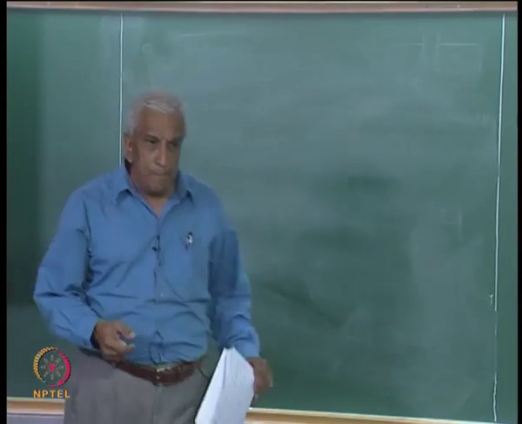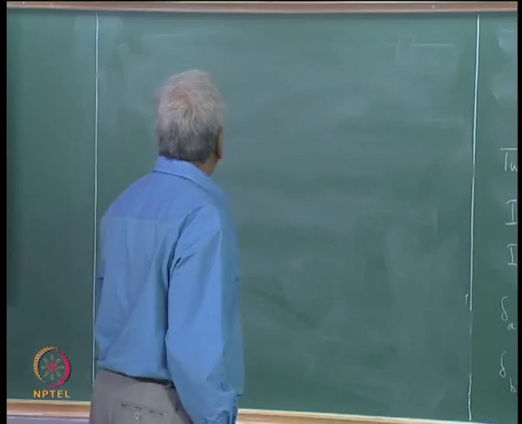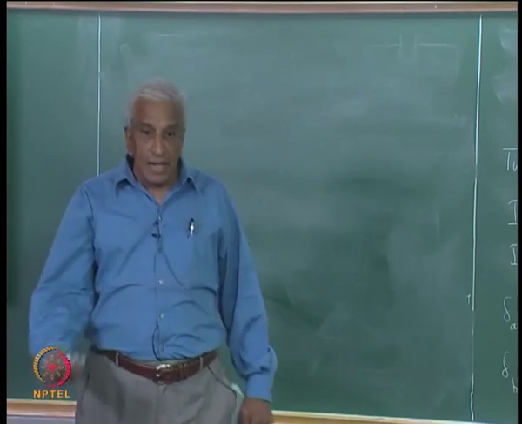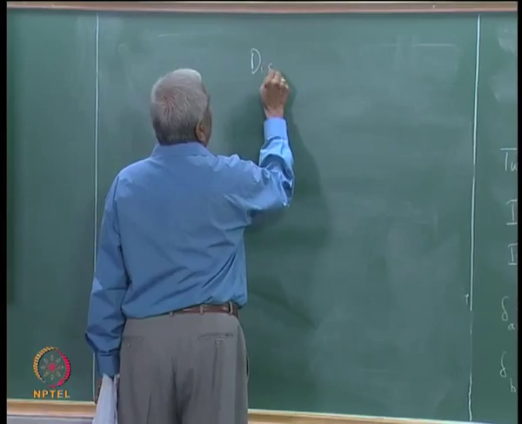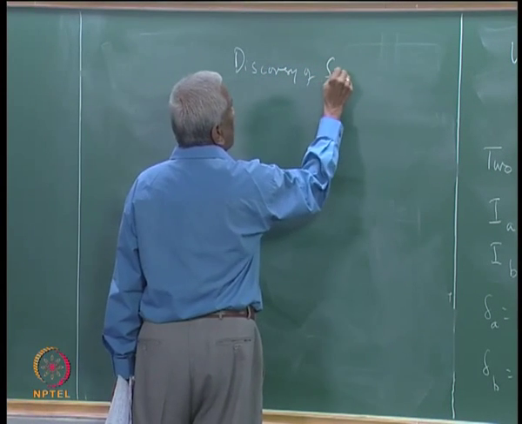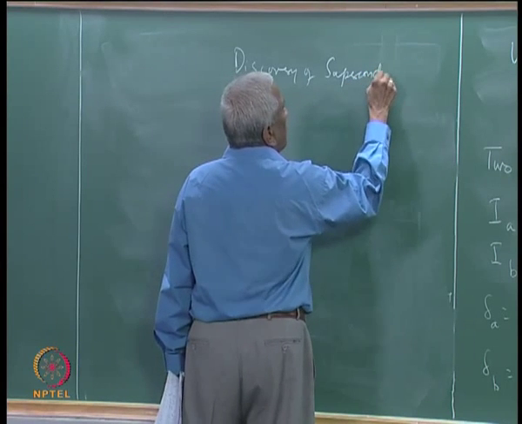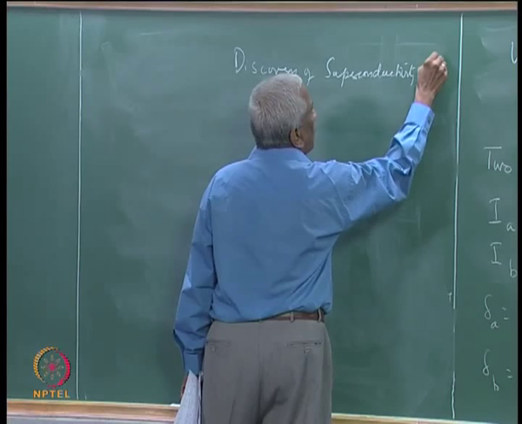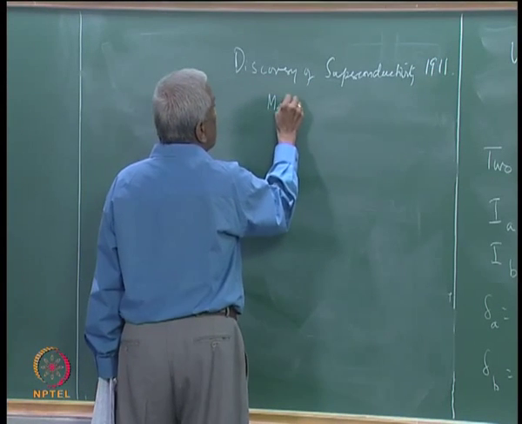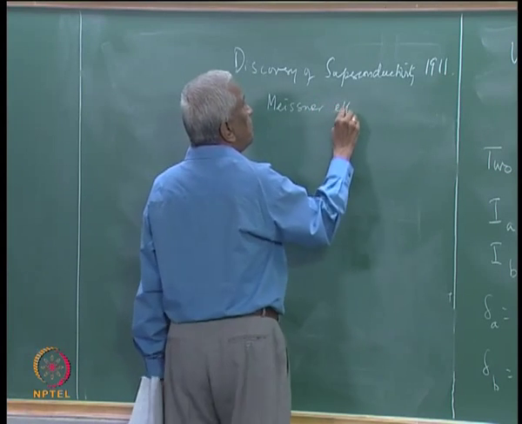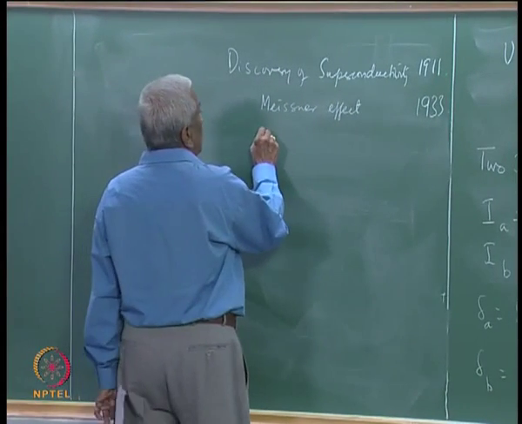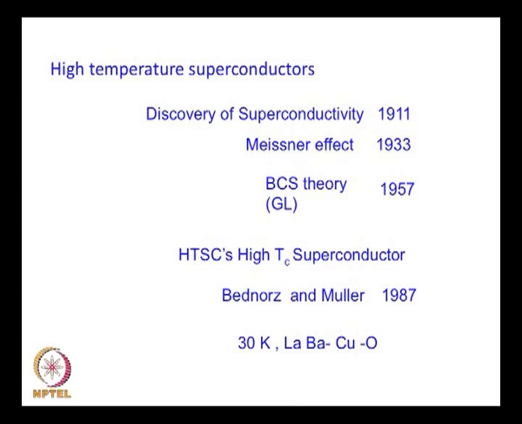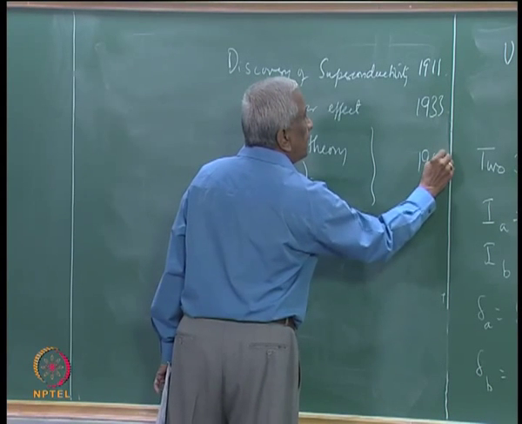Now, we pass on to a very important development which took place in the late 1980s. As we already saw, the phenomenon of superconductivity was discovered in 1911. Then the Meissner effect, which is an important aspect of superconductivity, was discovered in 1933. Then the BCS theory, the microscopic theory, as well as the Ginzburg-Landau theory were in the 1950s.